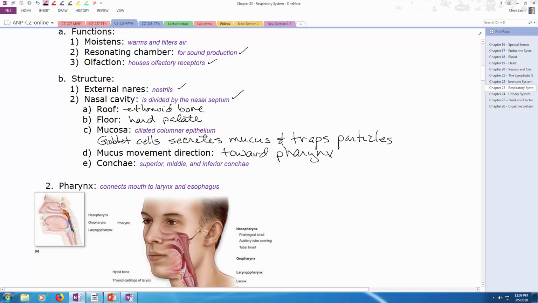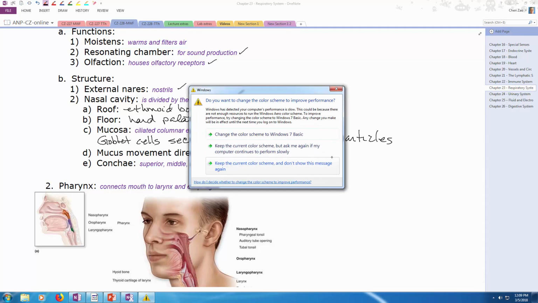The concha are 3 on each side, come off laterally and project into the nasal cavity medially. We have a superior nasal concha, a middle nasal concha, and inferior nasal concha. And these will increase the surface area of our nasal cavity and increase turbulence.